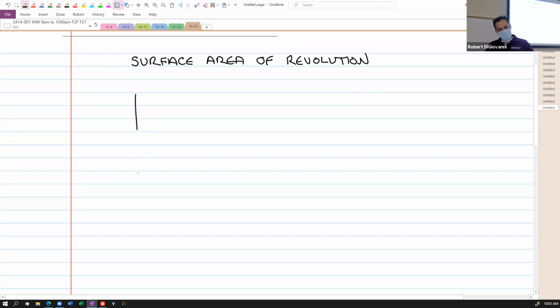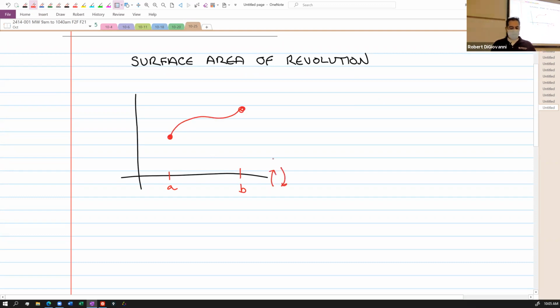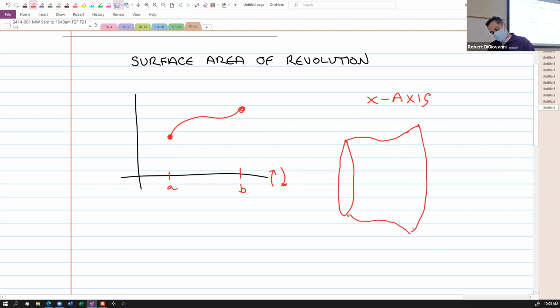So let's go back to our standard picture that we've been starting these things with. Let's start at A. Let's end at B. Let's take our curve and let's wrap this around the x-axis. When we do that, do y'all kind of see what it looks like? I know it's not super easy to draw this, but kind of get an idea of what it looks like. That's what it would look like wrapped around. We want to know the area of this.